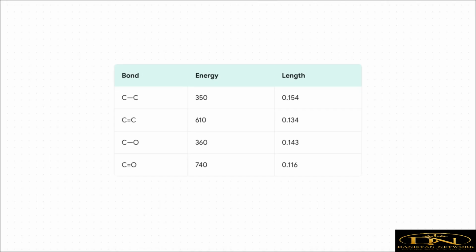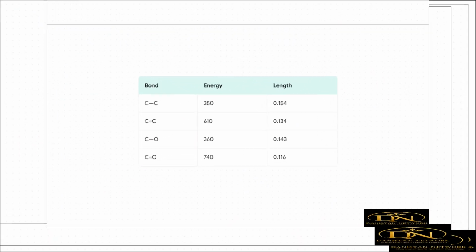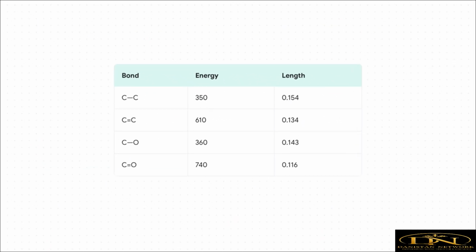Let's put some hard numbers to this so you can really see what I mean. Notice the stark trend here. As we move from a carbon-carbon single bond at 350 kilojoules per mole to a double bond, the required energy jumps up to 610, and the physical length shrinks from 0.154 nanometers down to 0.134. We see the exact same massive jump with carbon and oxygen, jumping from 360 all the way to 740 kilojoules per mole. Why does this matter?